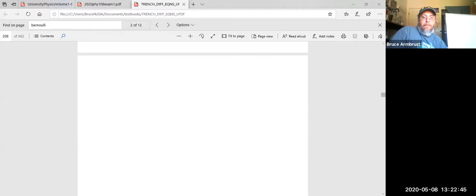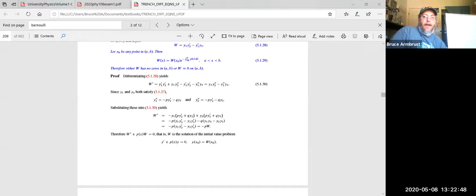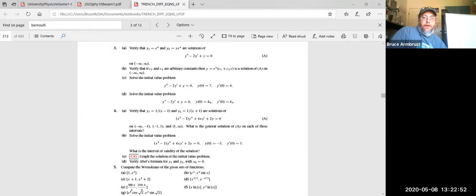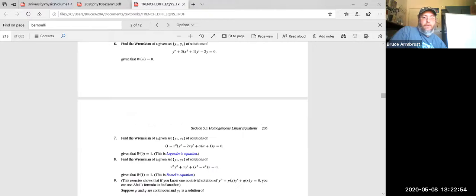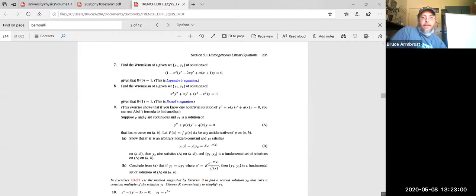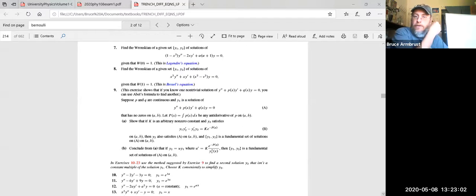Okay, so the stuff from 5.1, it's not actually the find the solutions. It's more talking about the theory, in terms of where we have solutions and all that. But let's look at number 9 here. So number 9 says, it shows that if you know one of the solutions to the differential equation, you can actually use Abel's formula to find the other. Okay, so let's see what it says.